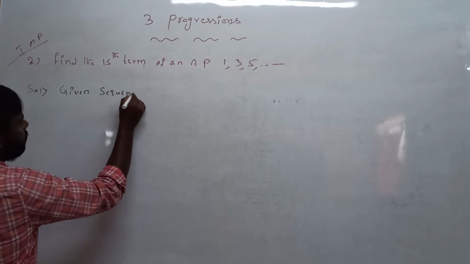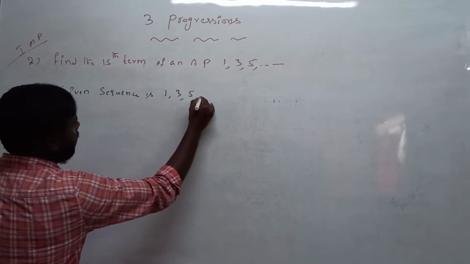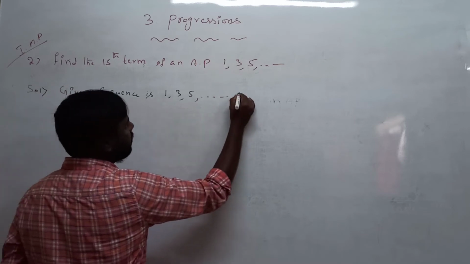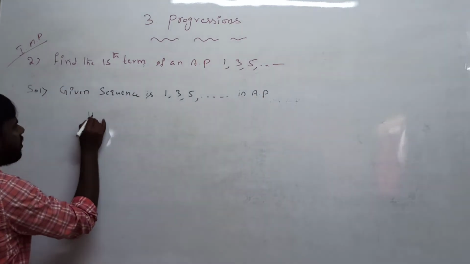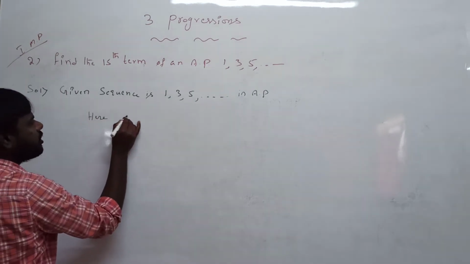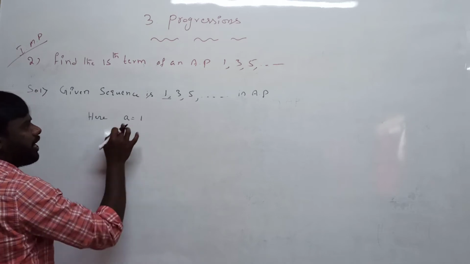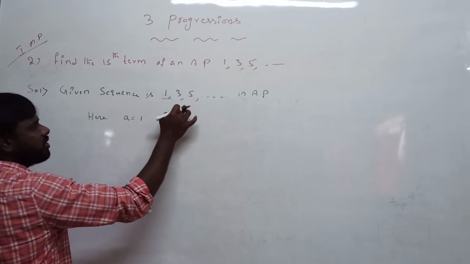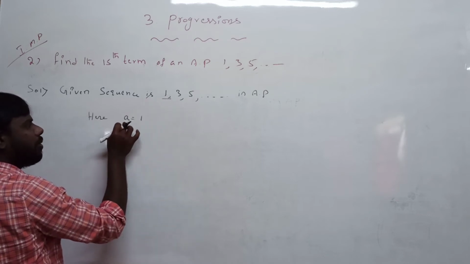The given sequence is 1, 3, 5, and so on, a sequence in arithmetic progression. Here, what is the first term? The first term is denoted by a. A is equal to the first term. What is the value? 1. A is called the first term. In the given sequence, what is the first element? 1 is the first element. So the first term is denoted by small a.